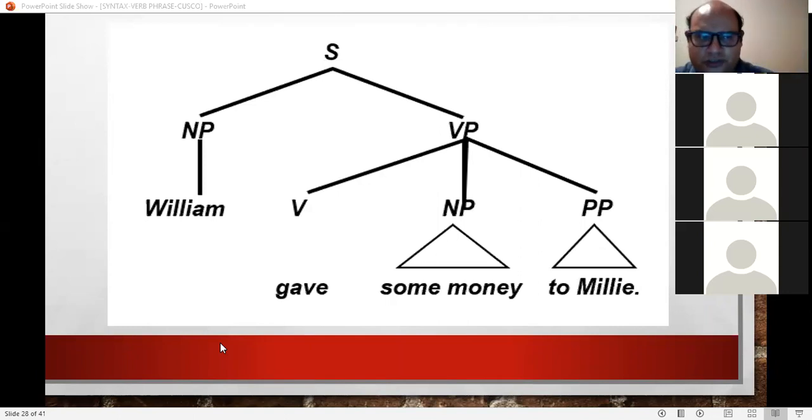No prepositions. When you want to change the focus here, the meaning is the same. You're just changing the focus, the emphasis. You're emphasizing some money rather than to Millie. In the first one, you emphasize Millie rather than the money. So the difference is this, the focus, the emphasis, all right? But the meaning is the same. So here you change and you have to add a preposition, all right? Okay, now let's continue with the other one.